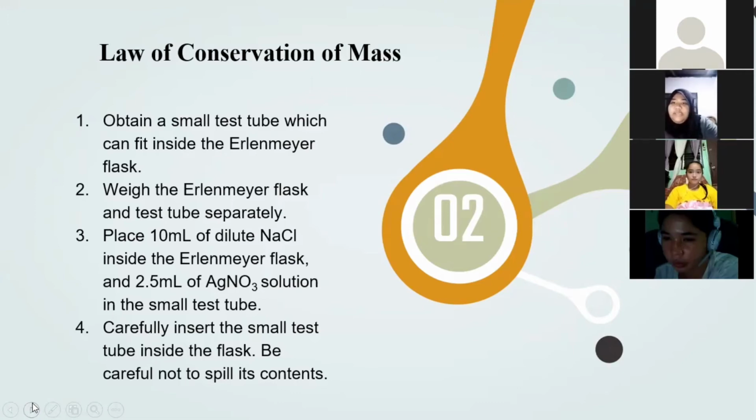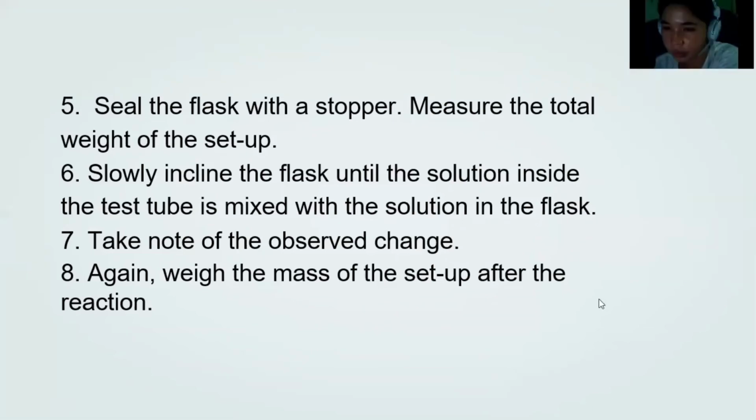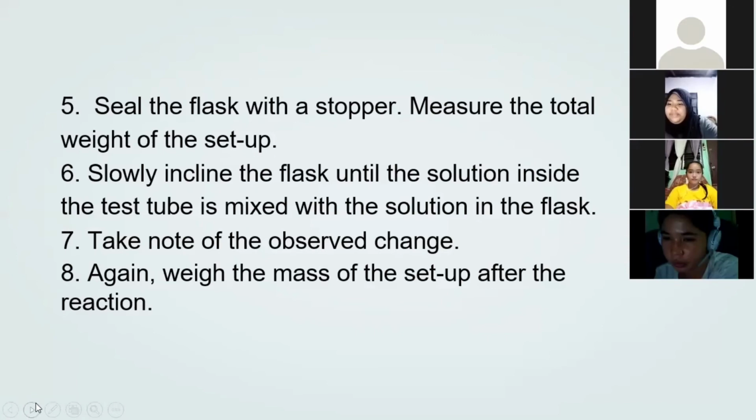Next, carefully insert the small test tube inside the flask. Be careful not to spill its content. Fifth procedure is to seal the flask with a stopper. Measure the total weight of the setup. Slowly incline the flask until the solution inside the test tube is mixed with the solution in the flask. Seventh, take note of the observed changes. And lastly, weigh the mass of the setup after reaction.